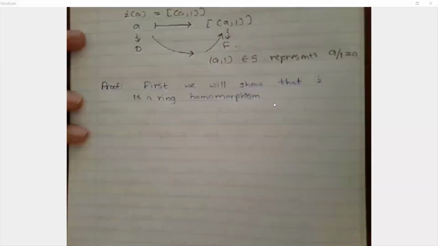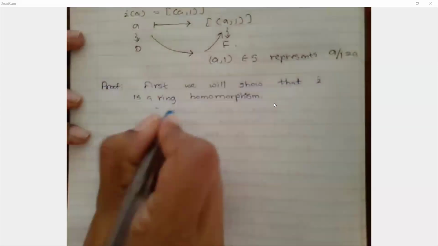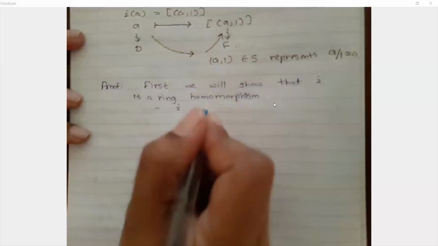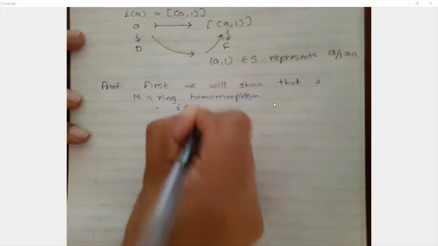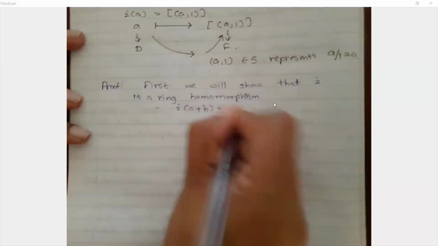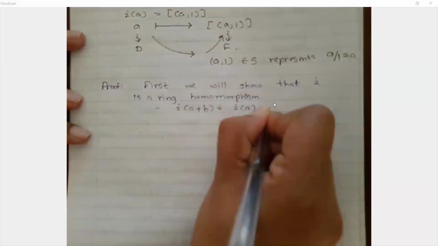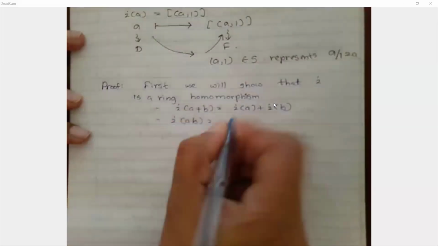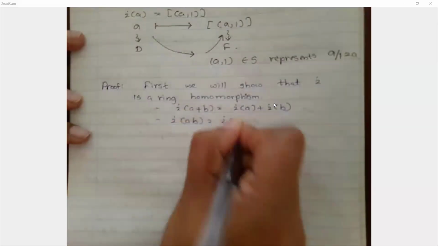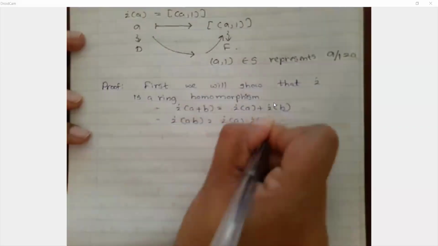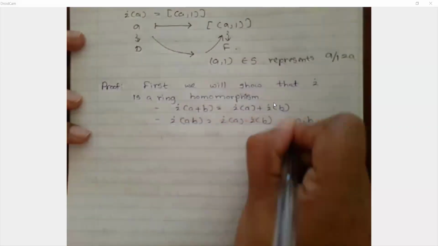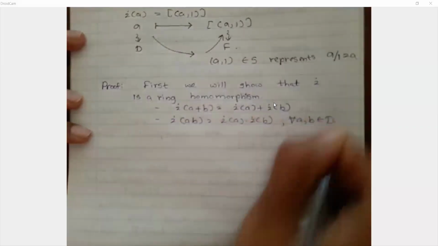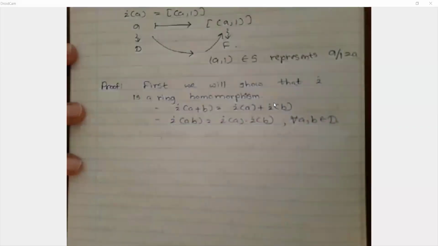First, we will show that I is a ring homomorphism. So the first condition is, in order to show that it's a ring homomorphism, we had to show that I of A plus B is equal to I of A plus I of B, and I of AB, we have to show that this is equal to I of A times I of B for all A, B in D, right?